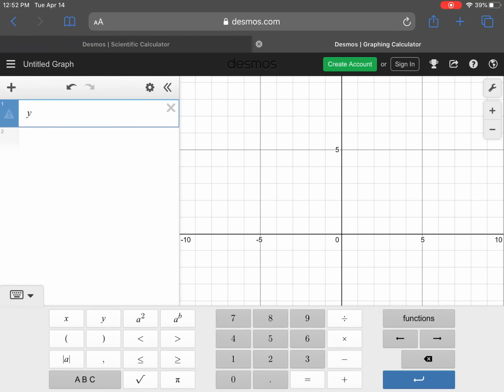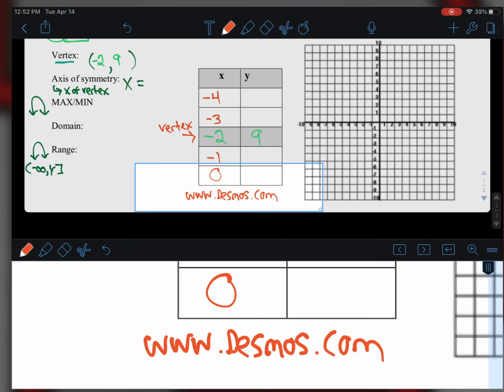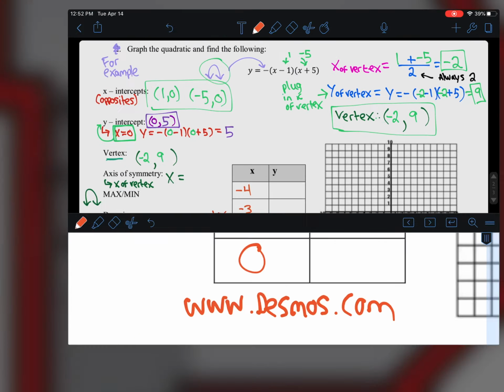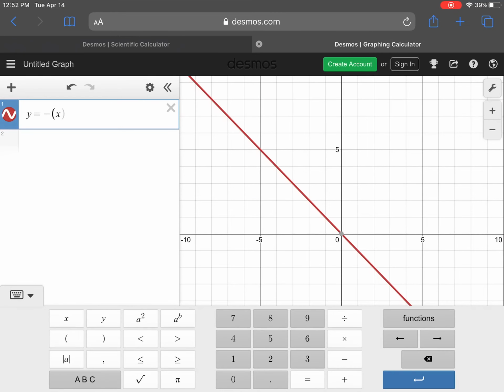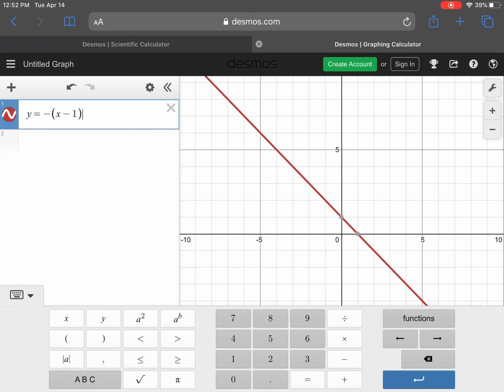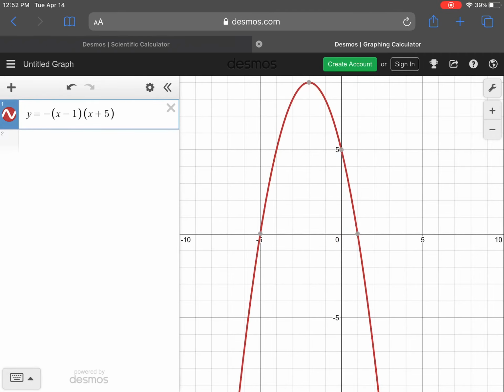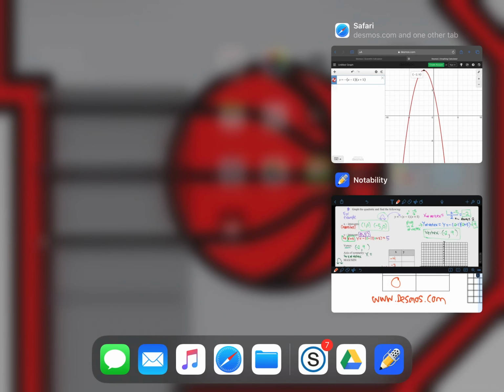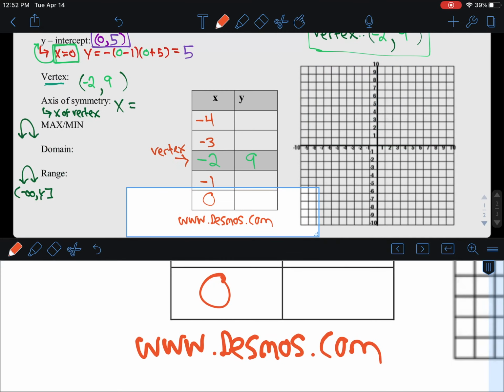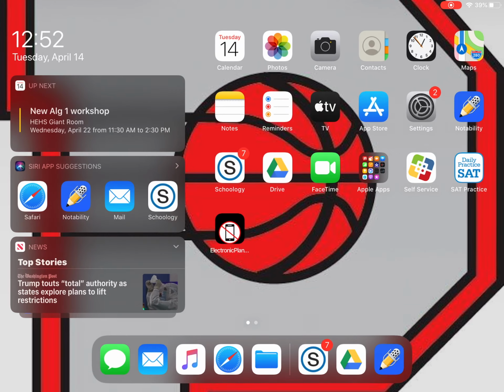You plug in your equation, which is y equals negative x, was it minus 1, right? I forgot. Yeah, oh yeah, negative. So negative x minus 1, and then x plus 5. As you can see, it's going to pop up. Now, you can check to make sure you got your vertex right, which was negative 2, 9. This was our vertex, right? So if we look here, we did get negative 2, 9, so that does check out.